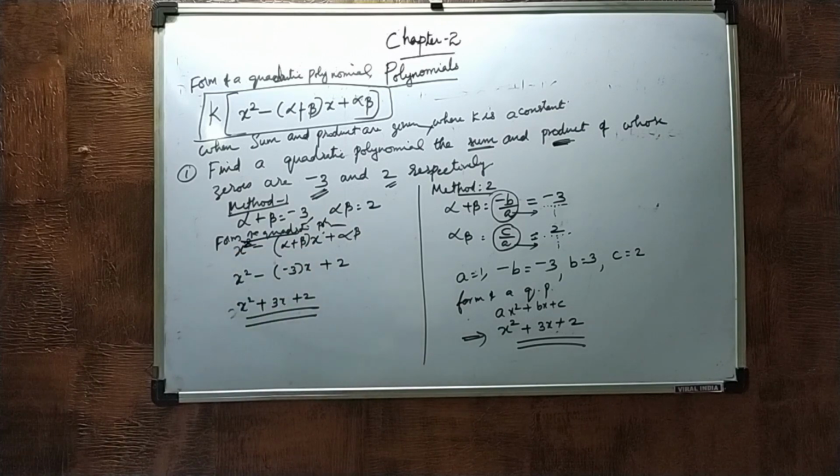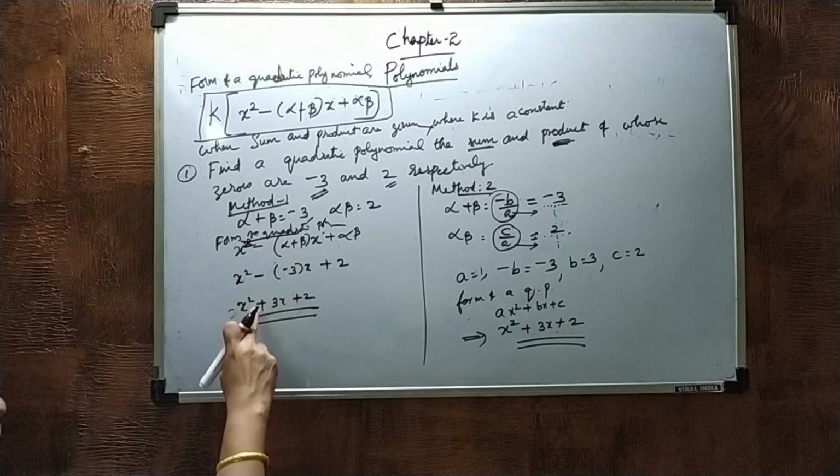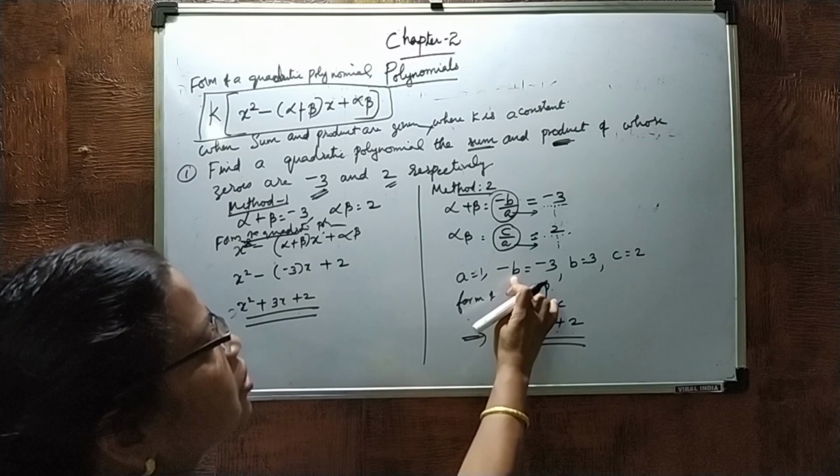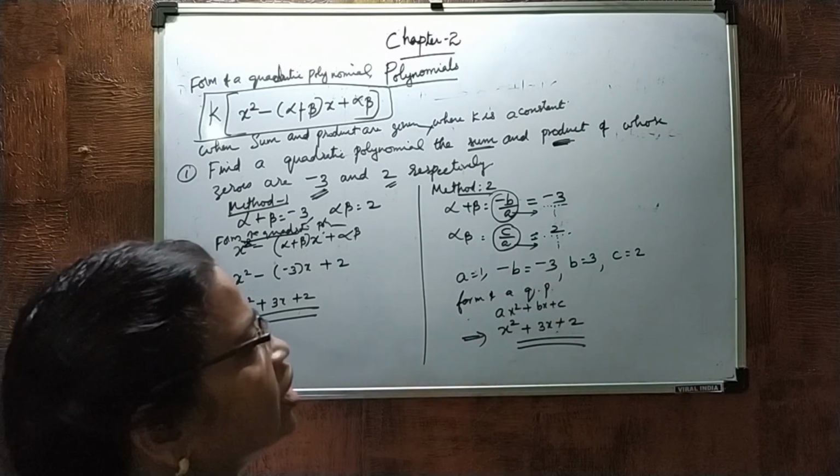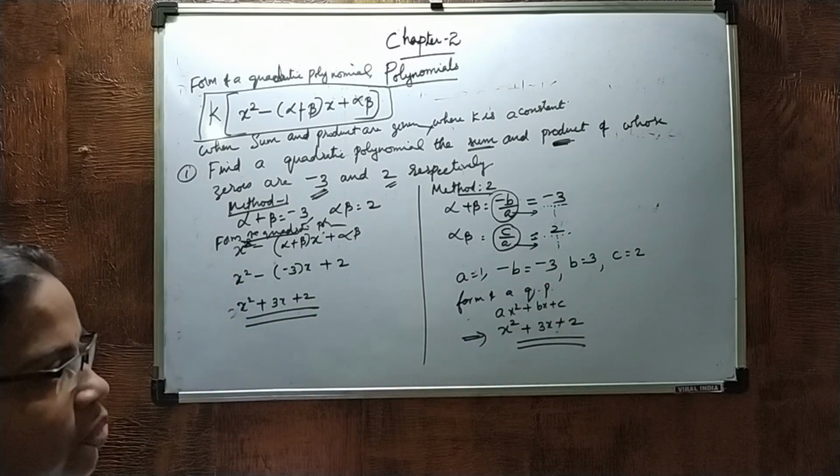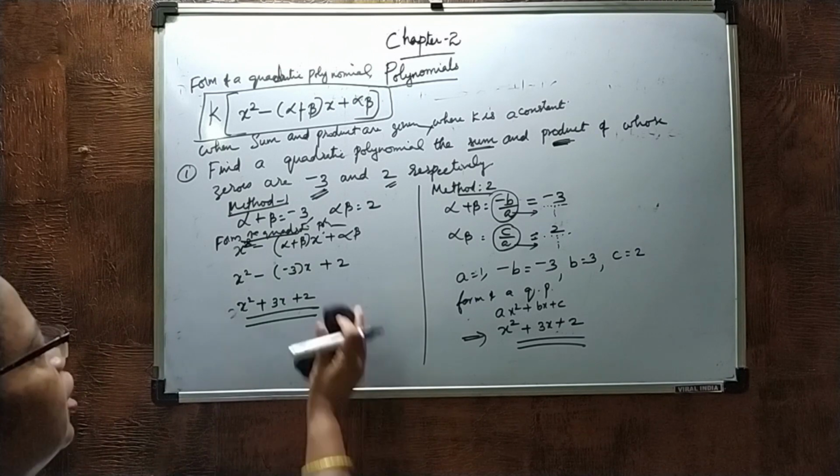Okay, so it will be like this. Whichever method you prefer, you can write. Either way, you have to remember about the sign. Here it is minus into minus, plus. Here, minus b is equal to -3, or negative b is equal to -3, so b becomes 3. Okay, now we will do the next problem.